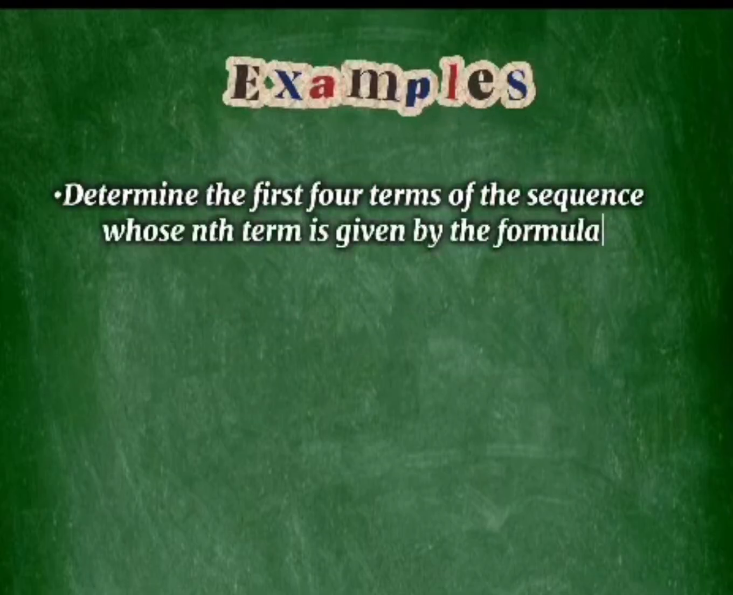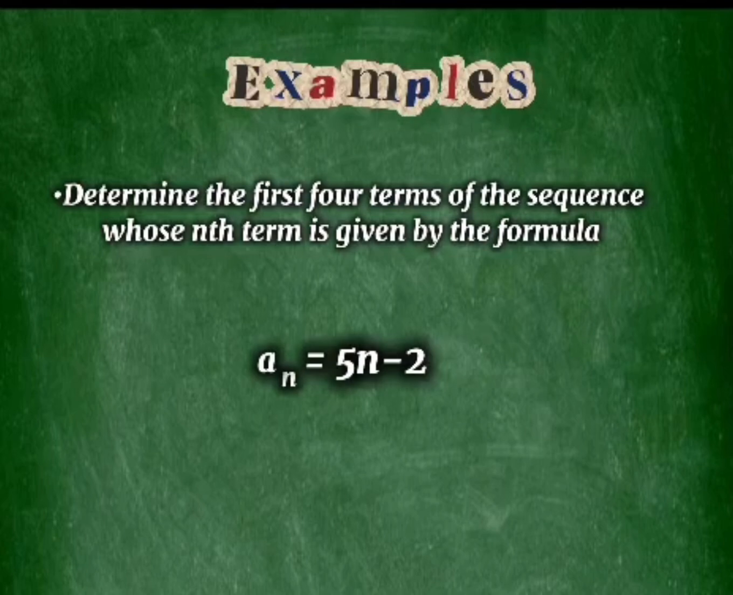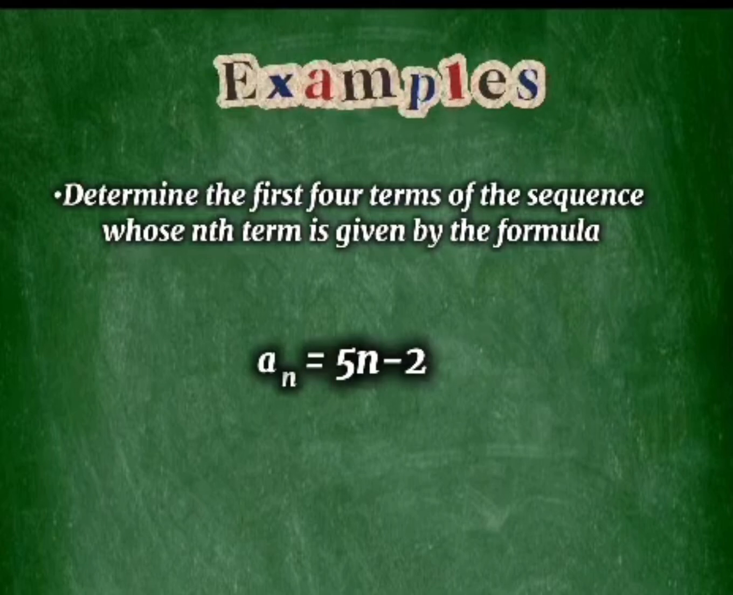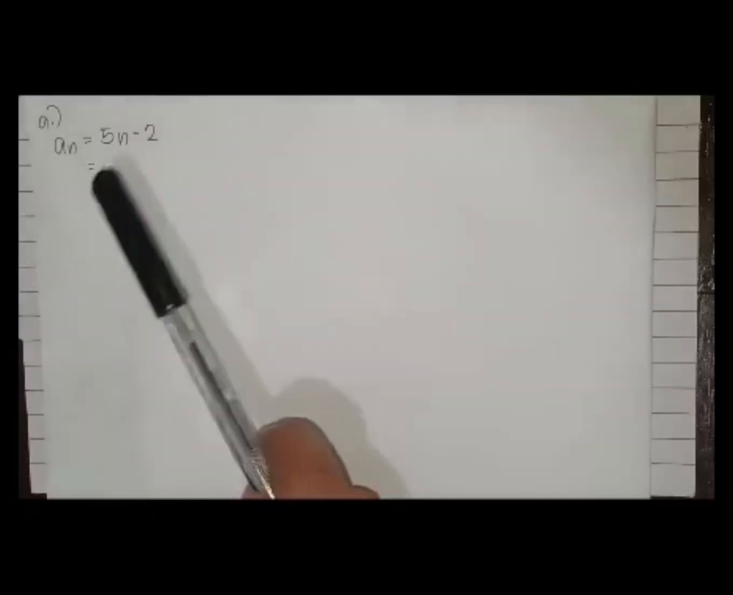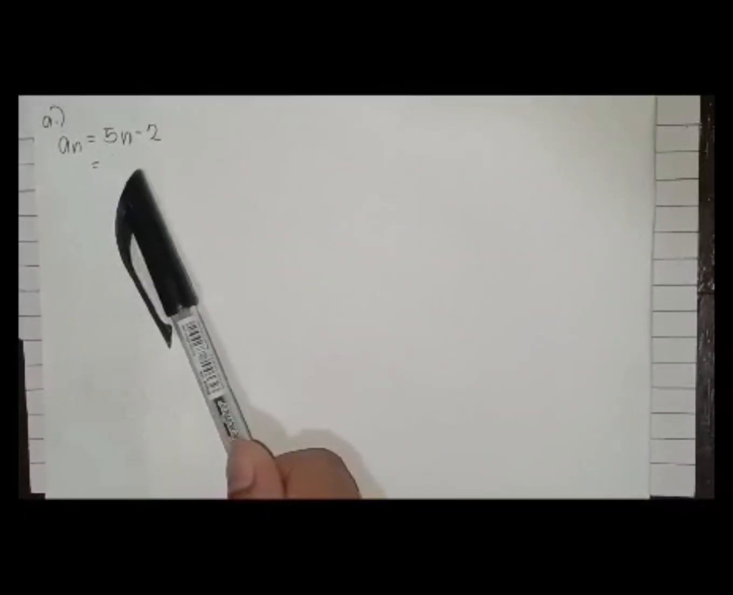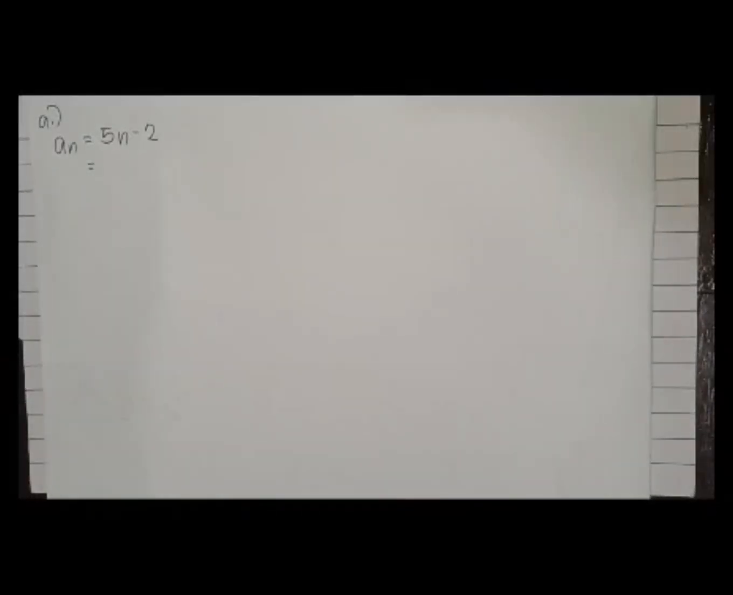Examples. First, determine the first four terms of the sequence whose nth term is given by the formula a sub n is equal to 5n minus 2. The first example that I will be solving is to find the first four terms of the given formula, a sub n is equal to 5n minus 2. So, first, let us identify the formula. The given formula is a sub n is equal to 5n minus 2, where a sub n represents the nth term of the sequence.